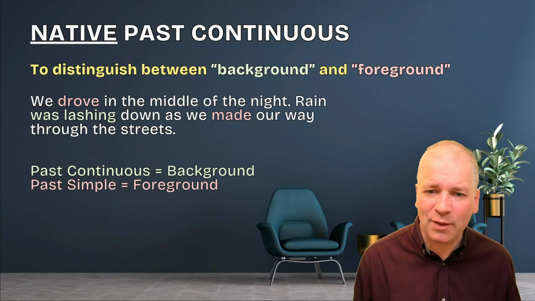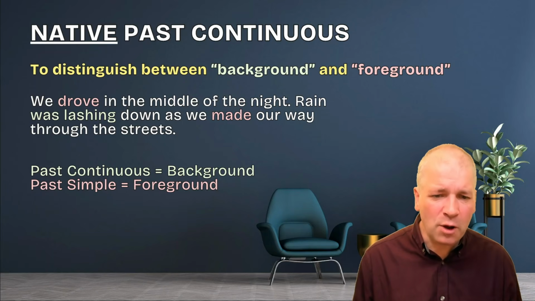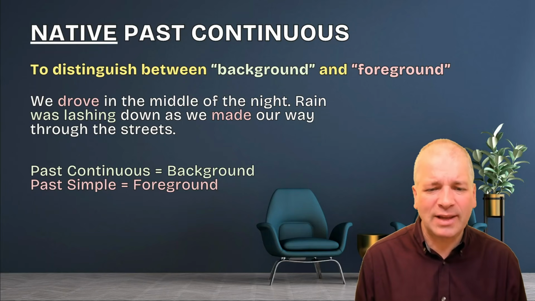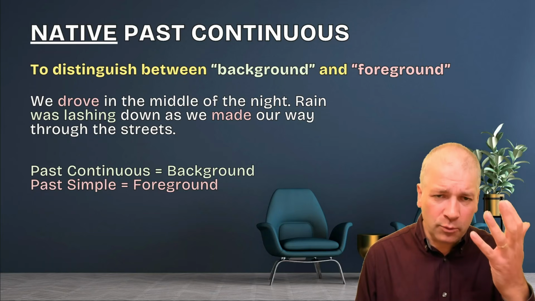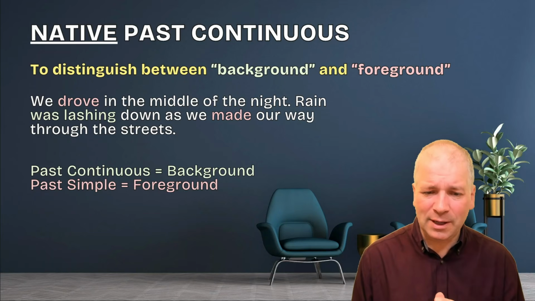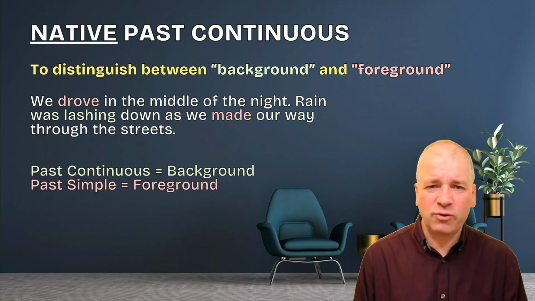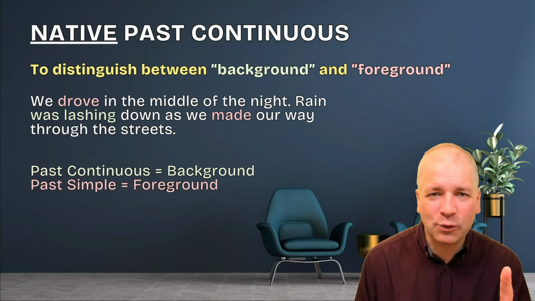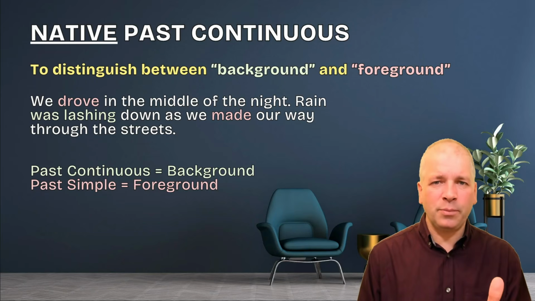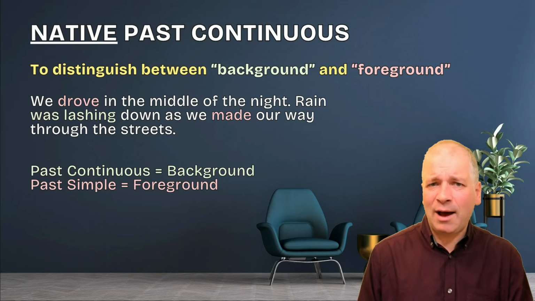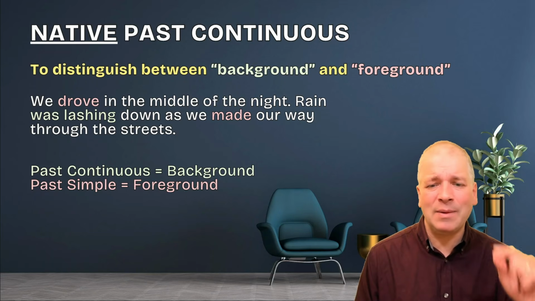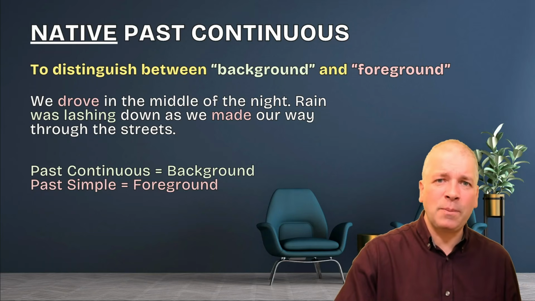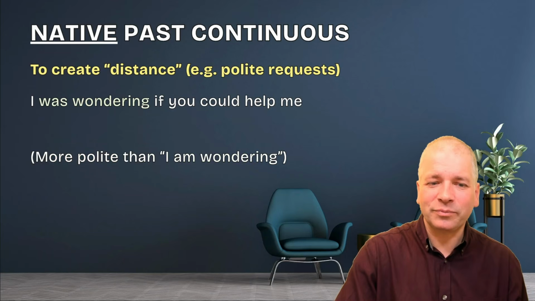Let's have a look at the example here. We drove in the middle of the night. Rain was lashing down as we made our way through the streets. So the foreground information, the key information, is with the past simple. We drove in the middle of the night. We made our way through the streets. That's the story. That's the key bit. Use the past simple. Rain was lashing down. Well, that's not important to the story. That's just describing what's going on at the same time. That's background. So use the past continuous for that.